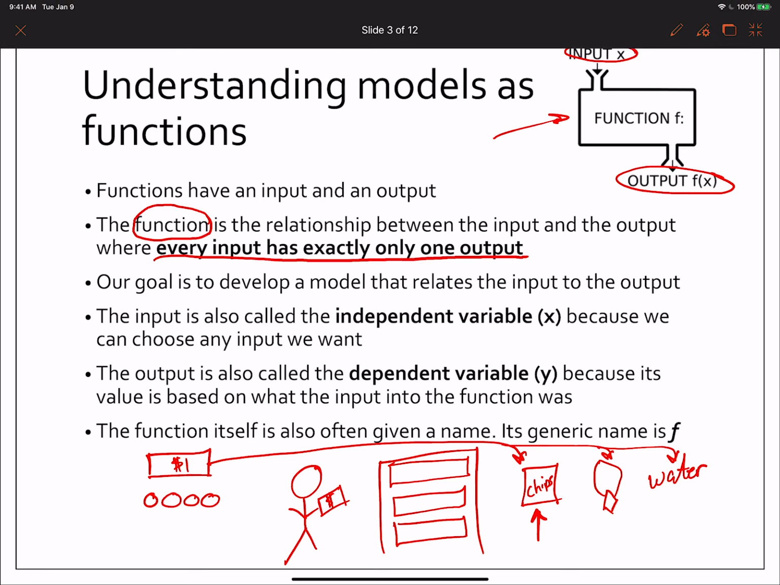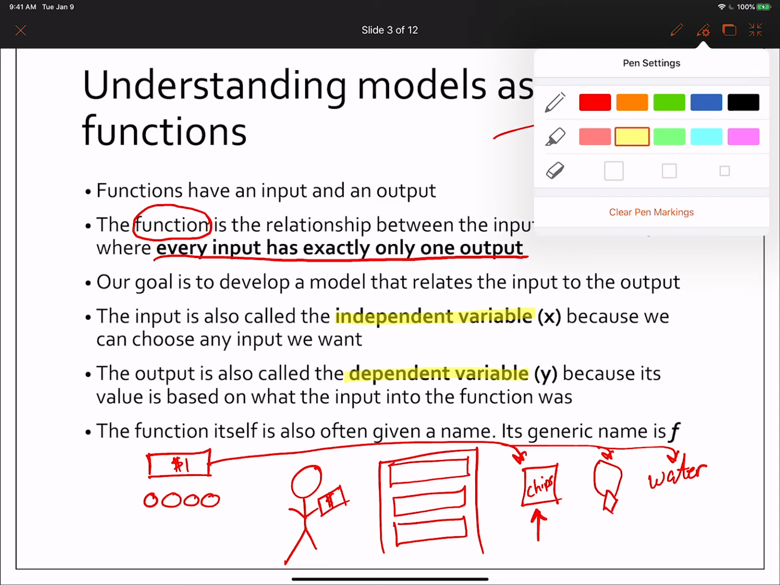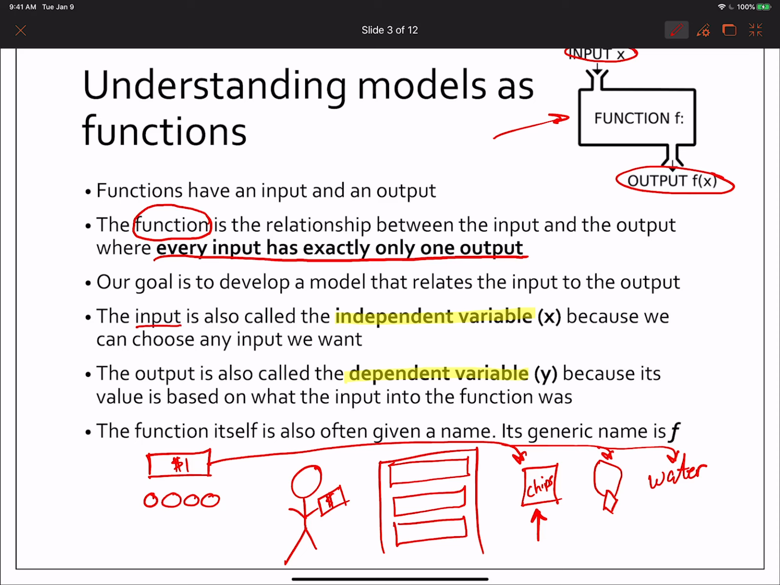Now, when we do our linear modeling, we have what's called an independent variable and a dependent variable. Our independent variable is our input. The reason why we call it an independent variable is because we have a choice over what we are going to put into our function. So we can choose, do we want to put $1 in? Do we want to put 4 quarters in? What do we want to put in? No one's going to dictate that for us. We get to choose what we put in.